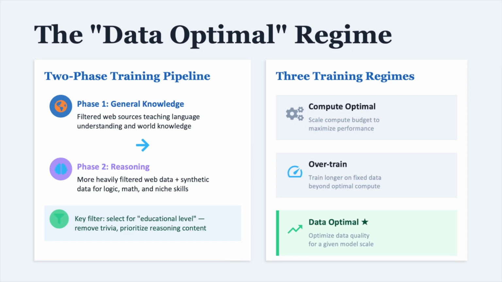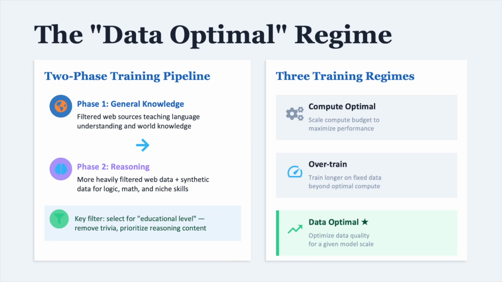This is probably the most important conceptual slide in the presentation. Most labs think about training in terms of compute, either scaling the model to match available resources or training longer on the same data. Microsoft takes a different path. Instead of only scaling compute, they focus on improving data quality for a fixed model size. That leads to a somewhat counterintuitive choice. They remove content like sports scores and daily trivia.